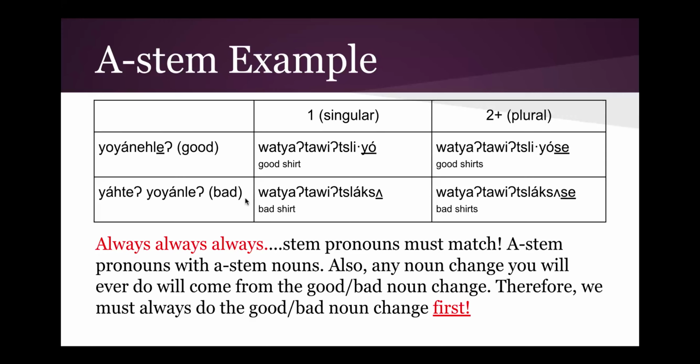We can also make it a bad shirt by adding this suffix hux, huxon. Wadya dawit slux, wadya dawit sluxon. It's a bad shirt. And then we can have more than one bad shirt by adding this suffix huxos. So then it will sound like wadya dawit sluxons.